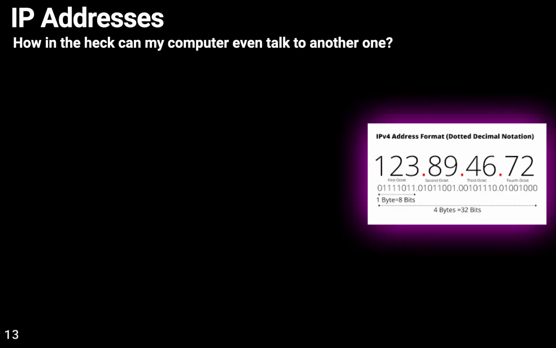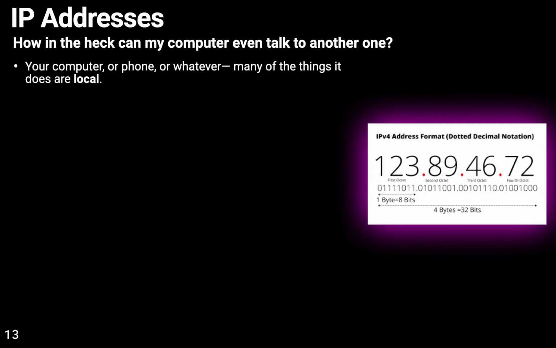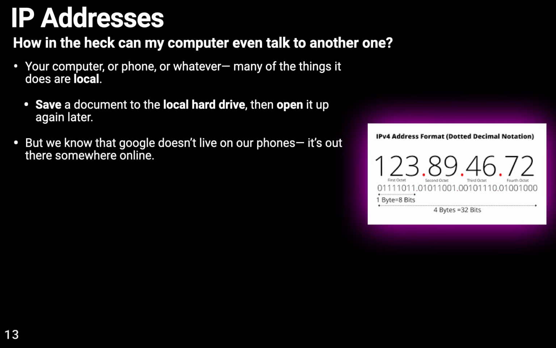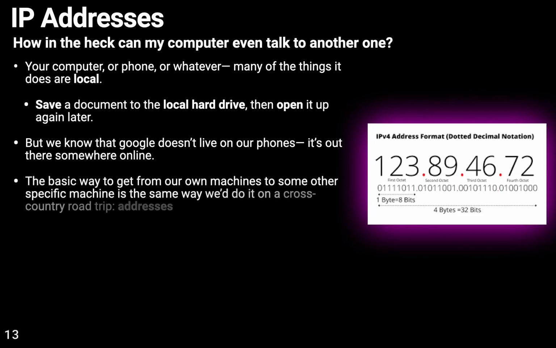How can my computer talk to another computer? So your computer, your phone, whatever you're using, your device, it does a lot of things locally, right? It can save a document to the local hard drive and then open it up again later. But we also know that Google doesn't live on our phones. It's out there somewhere online. So the question is, how do we find it?